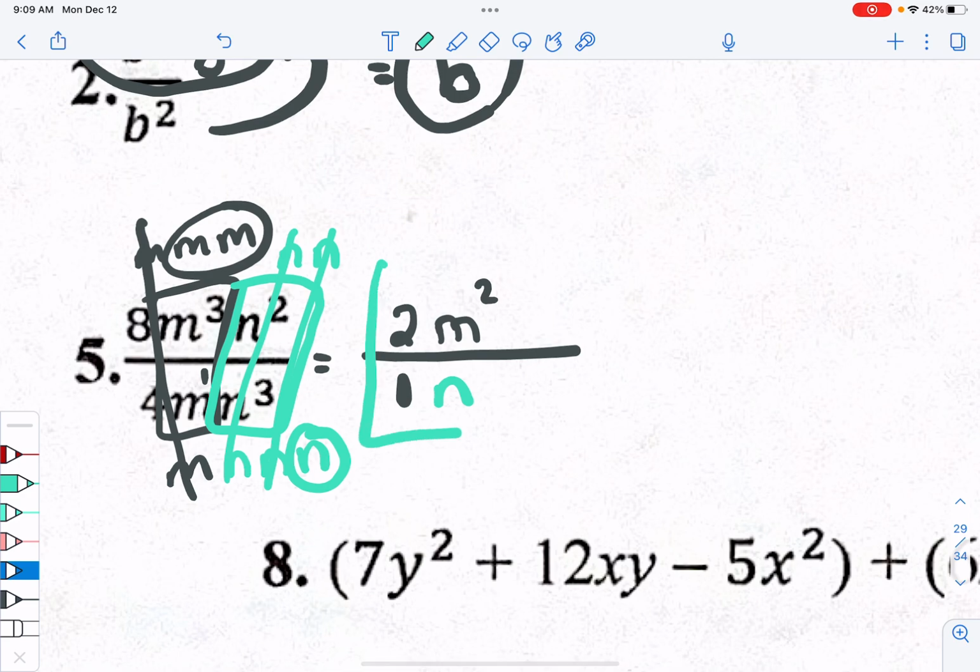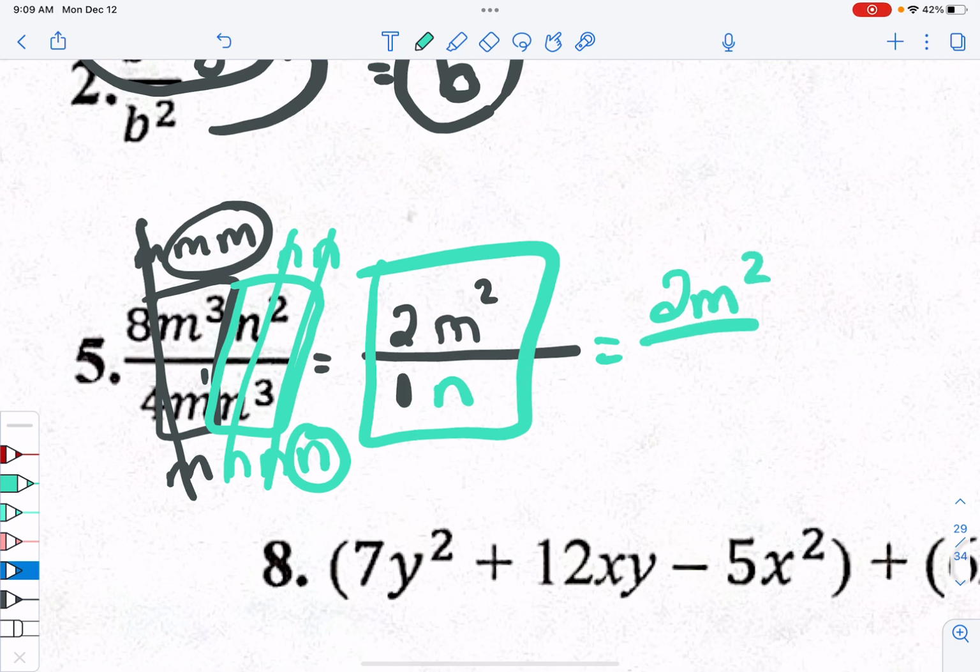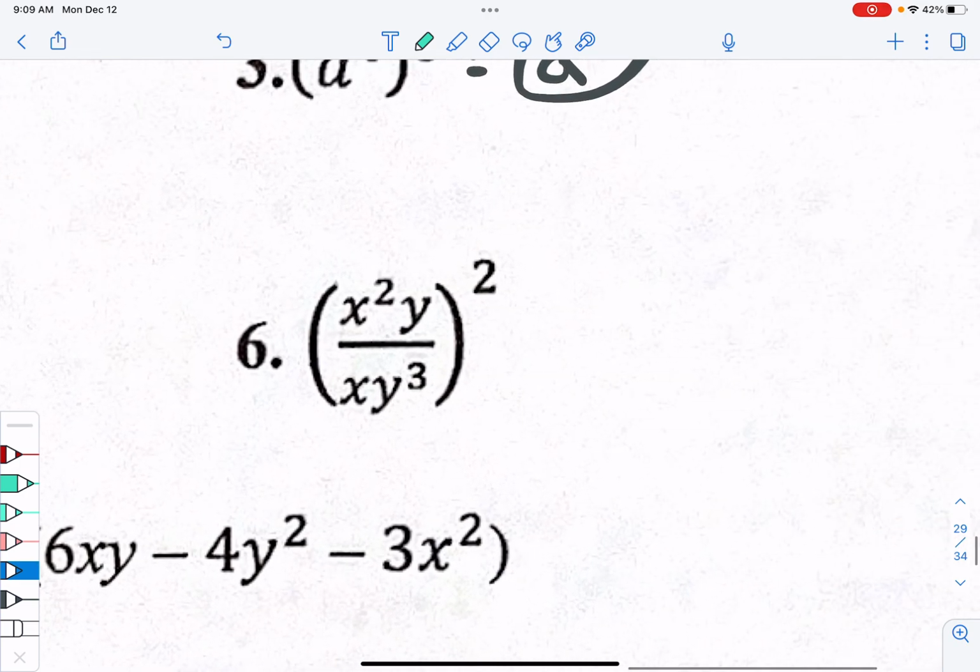Okay, so that is completely simplified. If you want to write it as just 2m² over n, you don't necessarily need this one here. Whichever you prefer, whichever makes sense to you. Okay, so there's that, number 5.